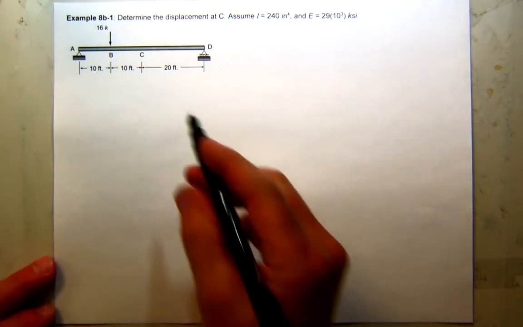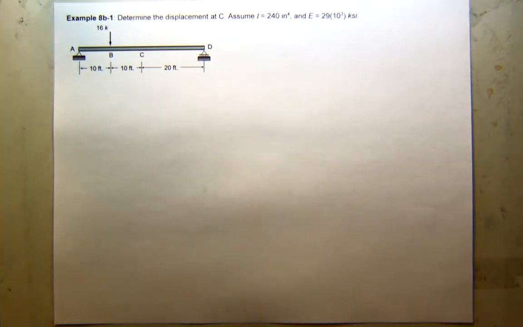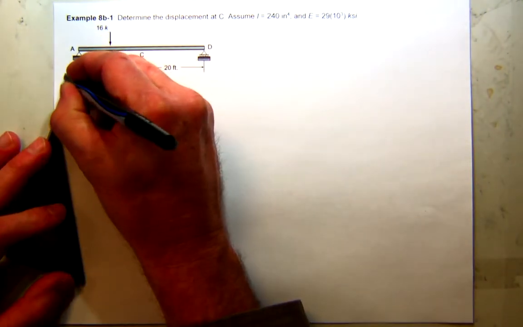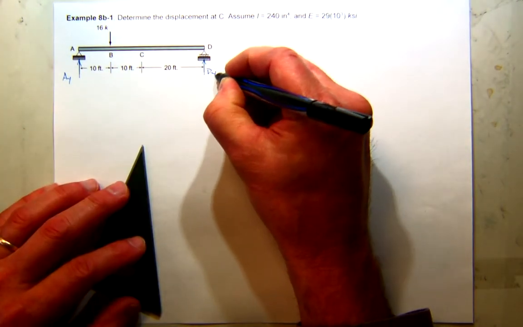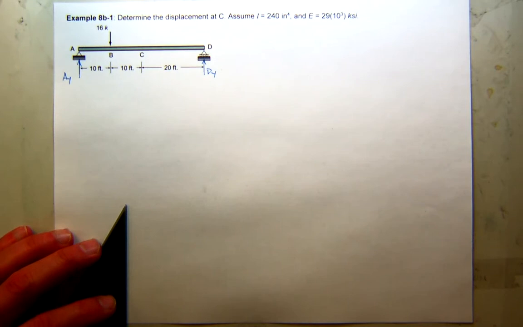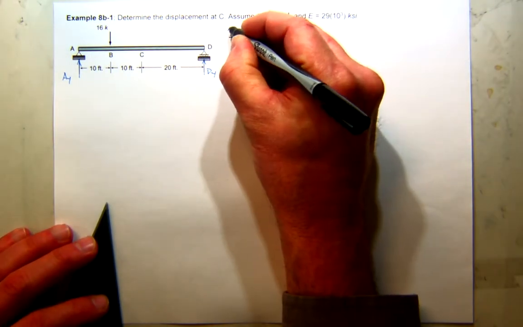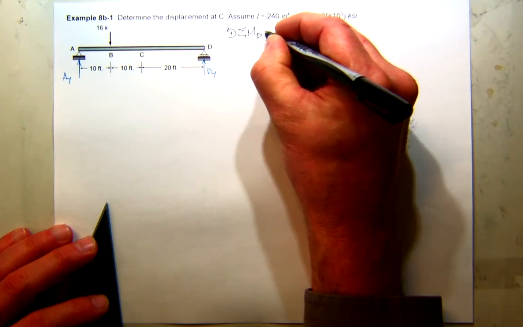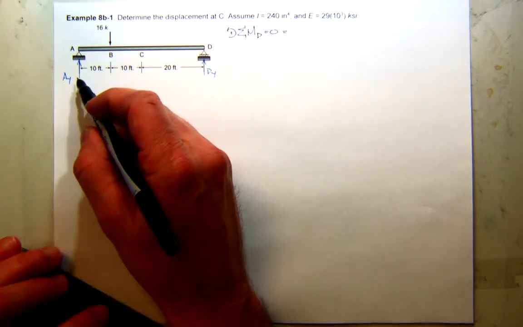So the first thing I need to do is write the moment equations for the actual load, the real load system. So I'm going to assume that I have a reaction at A and also one at D, and I'm going to find those reactions to help me find the internal moment. So I'll sum the moments at D, to make sure it's in equilibrium. About D, I'm going to find basically my AY reaction.